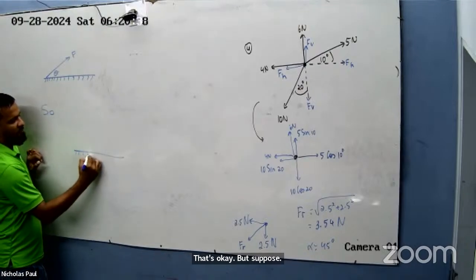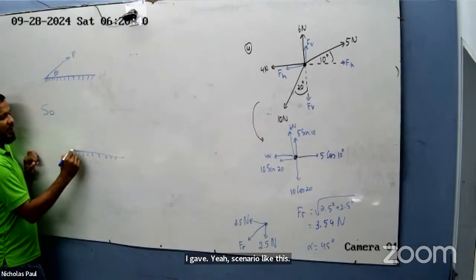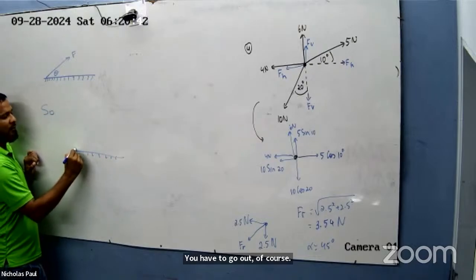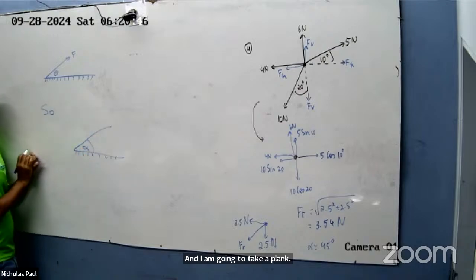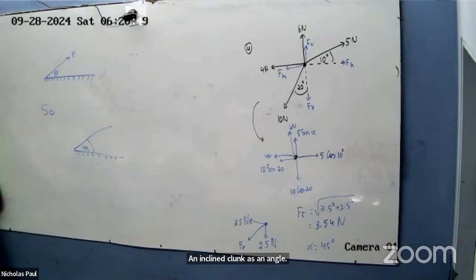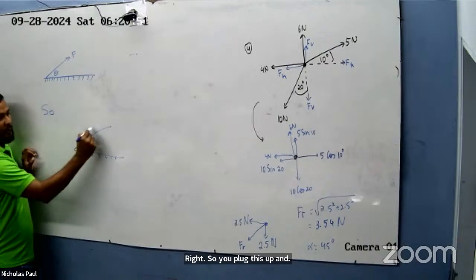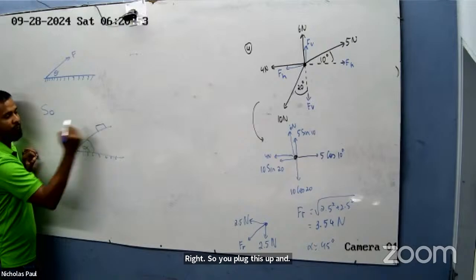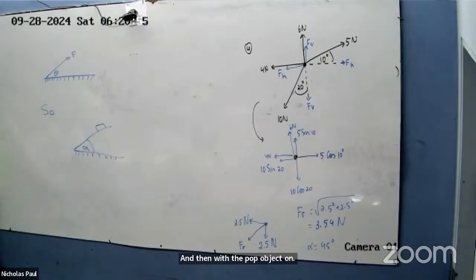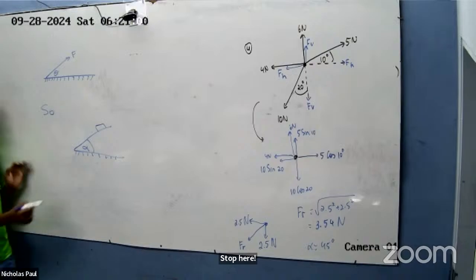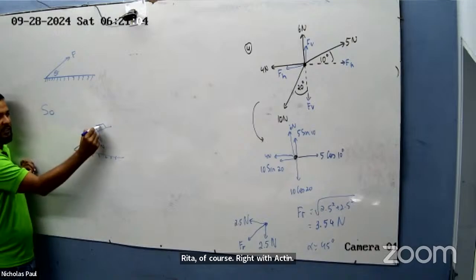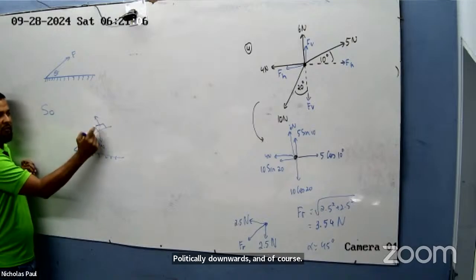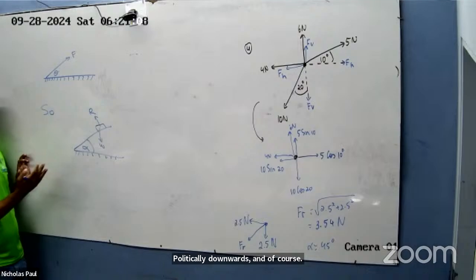You have the ground, of course, and I am going to take a plank and incline the plank at an angle. Right? So the plank is at an angle. And then I'm going to put an object on top here. What will be the force acting on the object? Weight, of course, right? Weight acting vertically downwards. And of course, there's a next force here, the contact force, the reaction force, right?